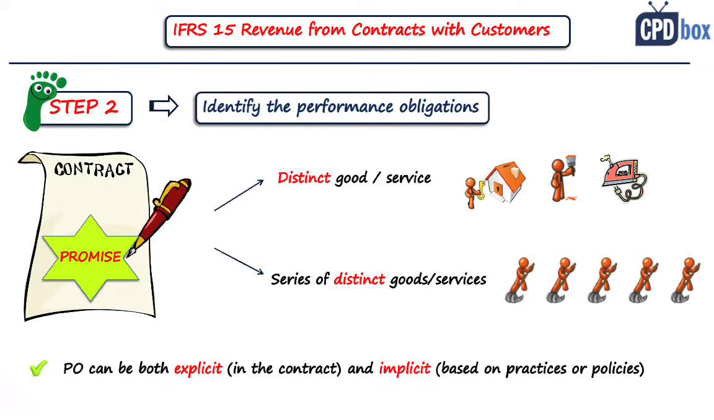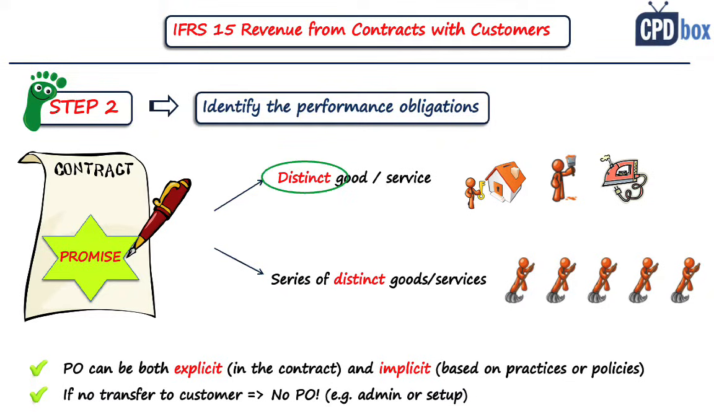Now, when there is no transfer of anything to the customer, then there is no performance obligation, and I want you to remember that. So, for example, when some company must buy a new IT system in order to fulfill the contract, and it must perform some setup activities, these activities transfer nothing to the customer, so they are not performance obligations. Here, in the second step, the crucial thing is to assess whether the performance obligations should be treated separately for accounting purposes, or in other words, whether they are distinct.